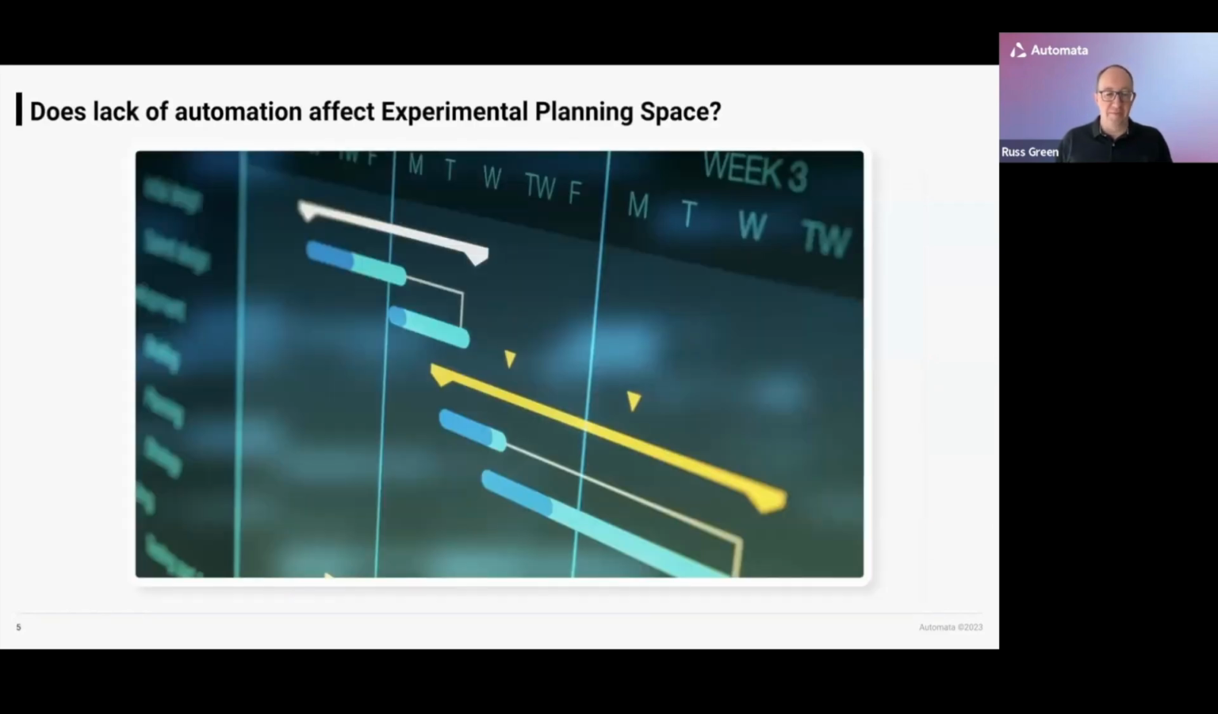But something I want to think about in particular is, in the cell biology space, and more than anywhere else, we see this huge impact of the lack of automation on being able to take advantage of our experimental planning space. And what do I mean by that? And it's really a question of time.